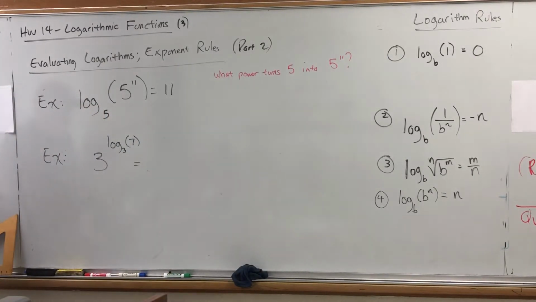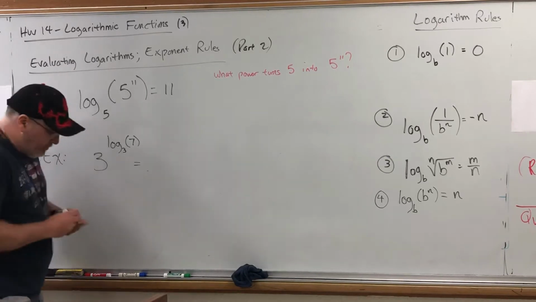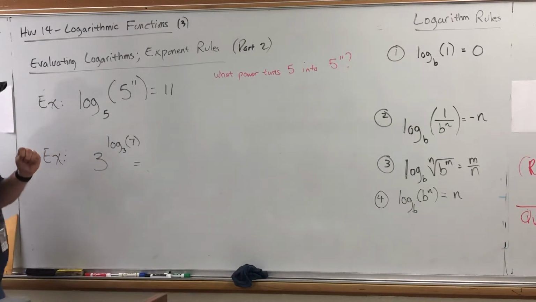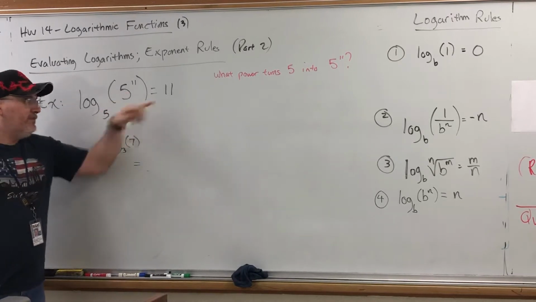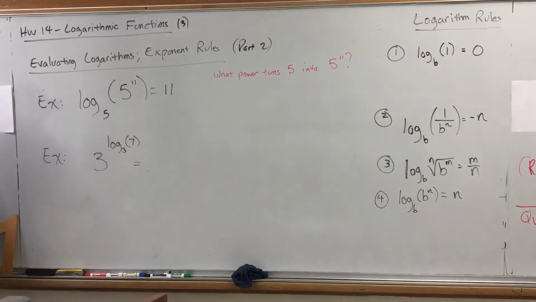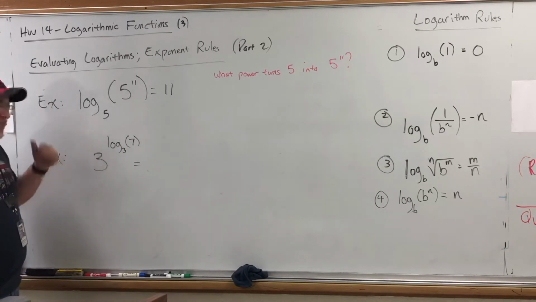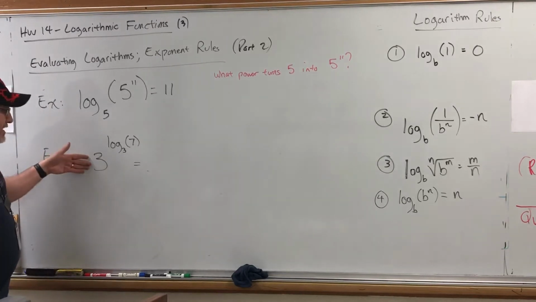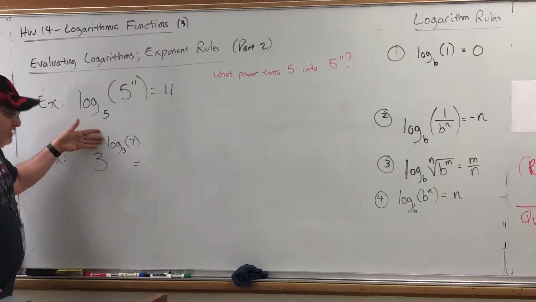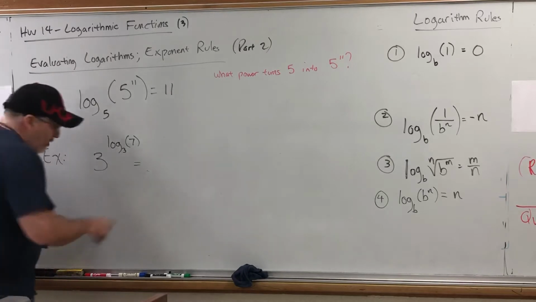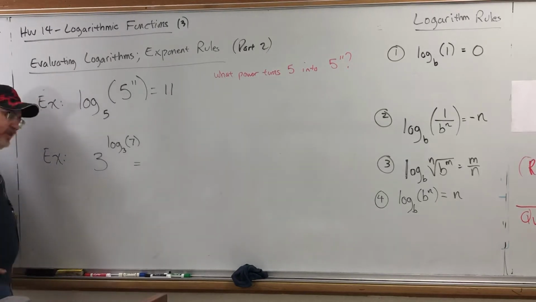This last one on this video is not as intuitive as the previous one. This one was easy if you asked the question correctly. What power turns this into that? The 11th power does. But here we're not asked what the answer to a logarithm is. We see a logarithm living where an exponent is. So this is 3 to the log base 3 of 7 power. But with the correct perspective, this is actually pretty easy to answer.